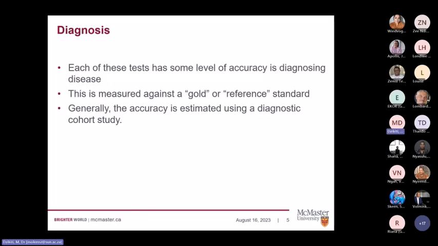Now, each of these imaging or diagnostic tests comes with some level of accuracy for diagnosing disease. This level of accuracy is generally measured against a gold or reference standard. In many cases, we don't have a gold standard. We don't really know true disease or not, and so we use a reference standard. And generally, one of the most common designs to estimate these accuracy or diagnostic indices is a diagnostic cohort study.